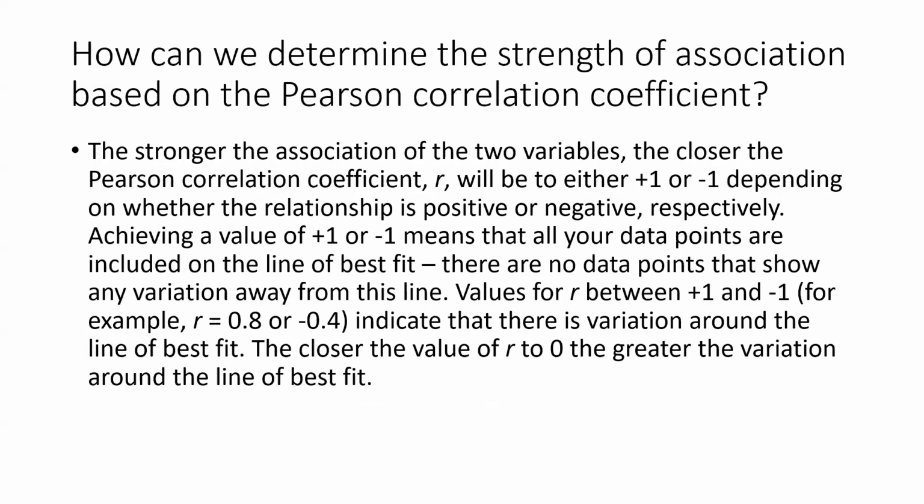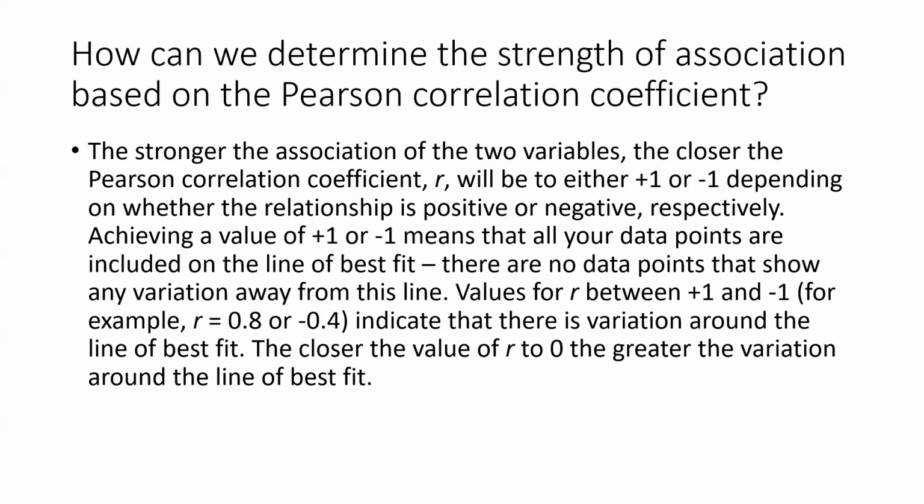How can we determine the strength of association based on the Pearson correlation coefficient? The stronger the association of the two variables, the closer the Pearson correlation coefficient, R, will be to either +1 or -1, depending on whether the relationship is positive or negative, respectively. Achieving a value of +1 or -1 means that all of your data points are included on the line of best fit. There are no data points that show any variation away from this line.